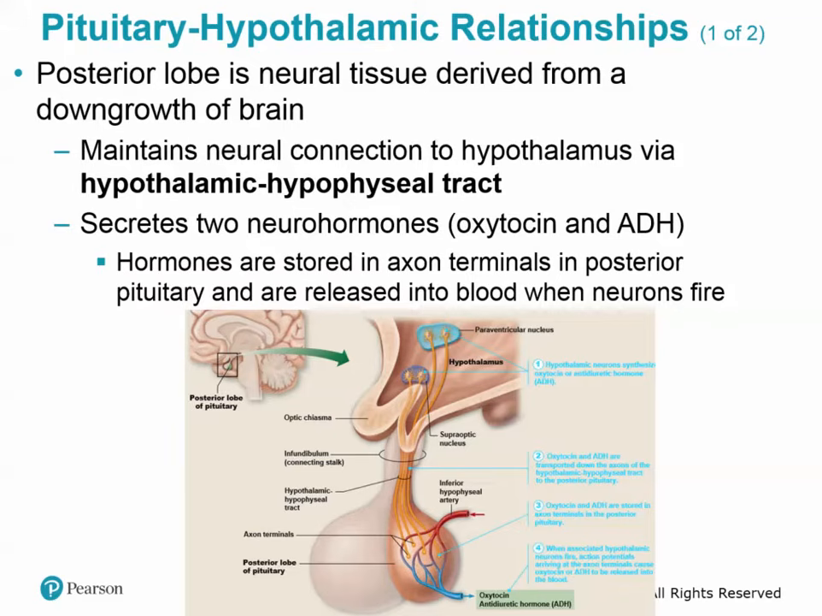It secretes 2 major hormones that we'll look at, oxytocin and ADH, or antidiuretic hormone. Generally these hormones will be stored in the axon terminals within that posterior pituitary and are only going to be released into the blood when those neurons fire and send that signal.